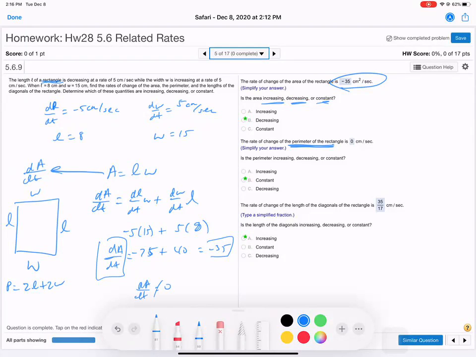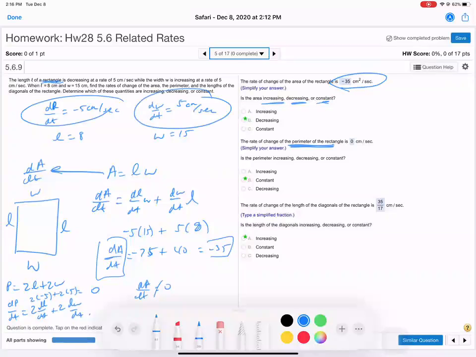Right. You just do the derivative. Yeah. So we do the same thing we did before. We said dP over dt is equal to 2 dL over dt plus 2 dW over dt. And they gave us dL/dt and dW/dt already. That's 2 times negative 5 and 2 times positive 5. And guess what? They cancel out to become 0.